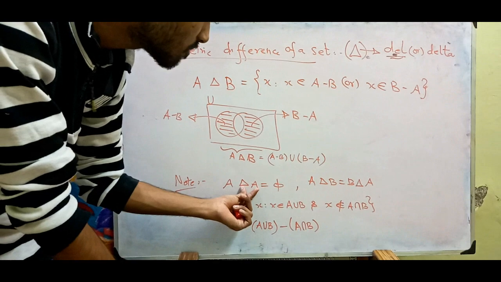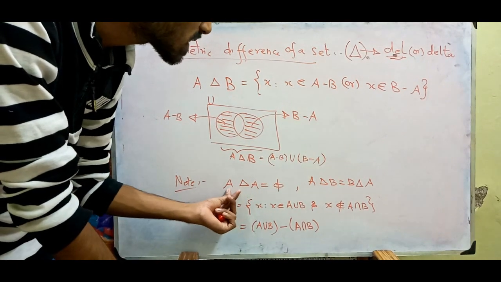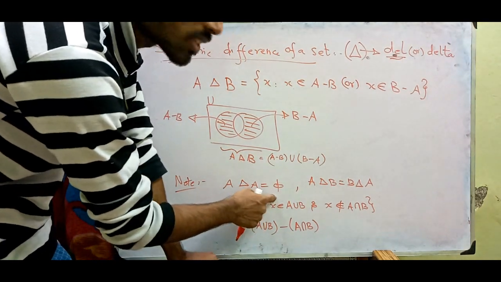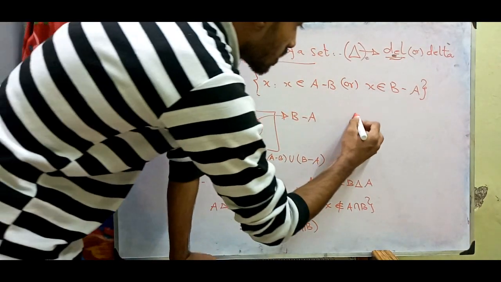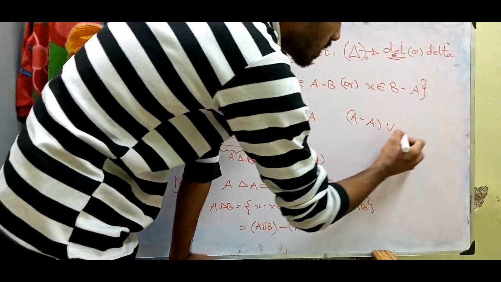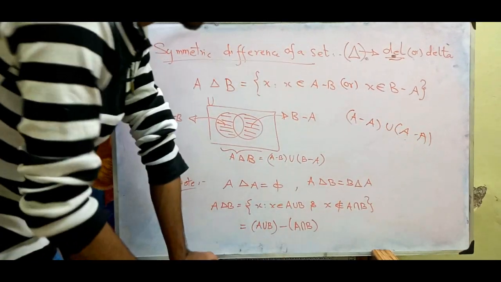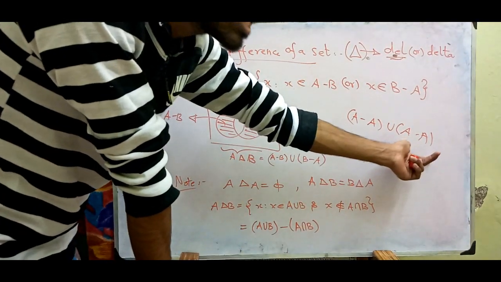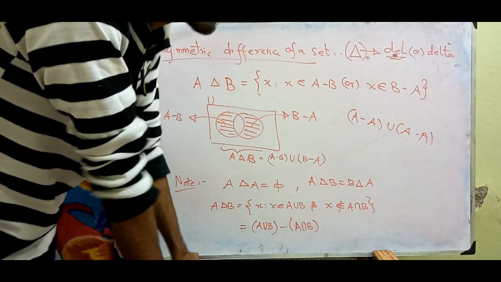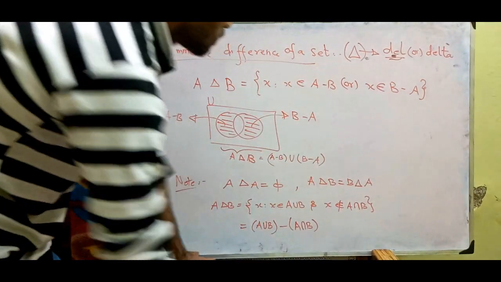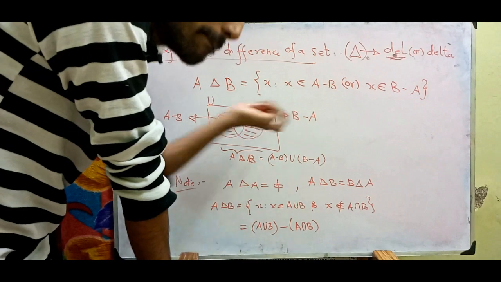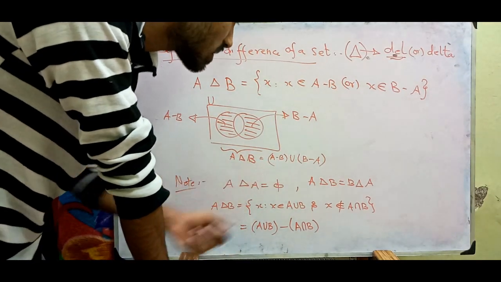So A del A, or you can say A symmetric difference A, is empty, as you know very well, because A symmetric difference A means A minus A union A minus A. What is that? A minus A is empty, union empty is empty, and the empty set is the empty set. So A difference B and B difference A are similar. A minus B union B minus A is also the same thing as B minus A union A minus B.